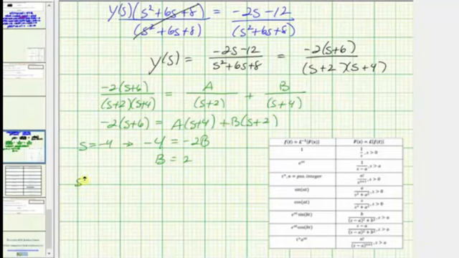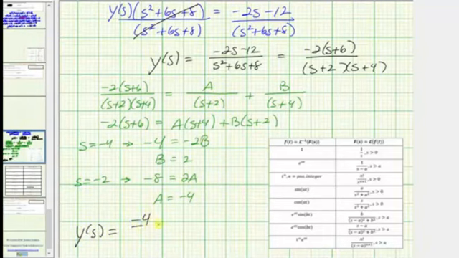And now let's select s equals negative 2, which will make this factor 0. So if s is negative 2, here we'd have negative 2 times positive 4, which is negative 8, equals, this would be a times positive 2, or 2a, and this would be 0, so we'd have a equals negative 4. Which means you can write big Y of s as a over s plus 2, which should be negative 4 over the quantity s plus 2, and b is positive 2, so we'd have plus 2 divided by the quantity s plus 4.